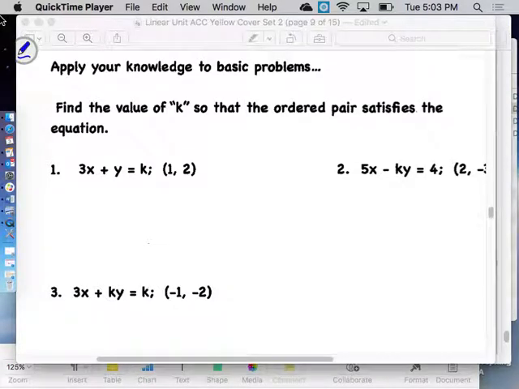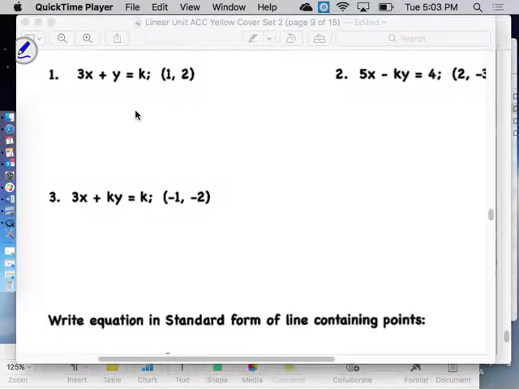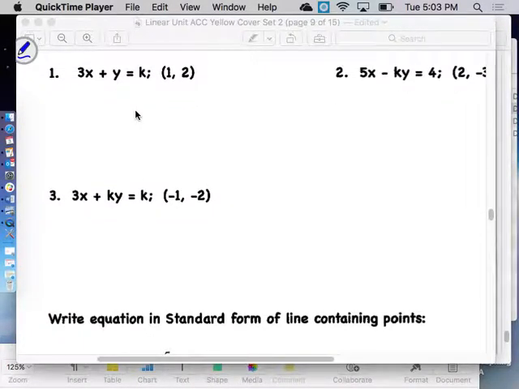Video, we'll talk through some of the problems that are less straightforward. And we'll start with something like number 1 right here. You're asked to find the value of k that would make this true. So you're given an equation in standard form and you're given an xy ordered pair.